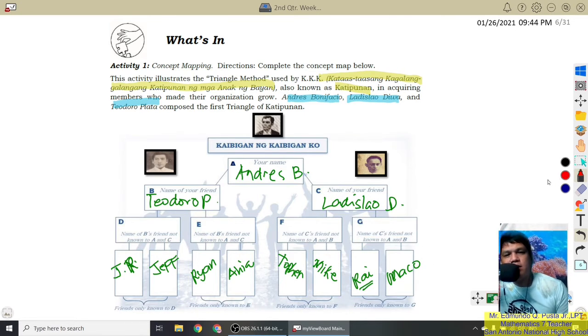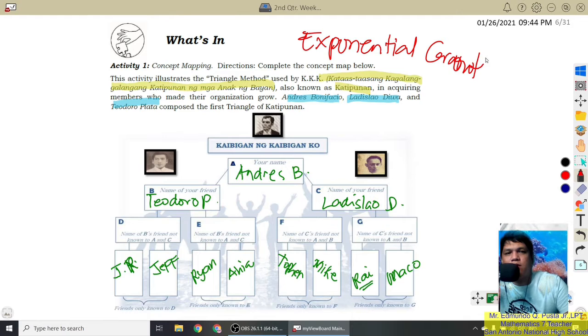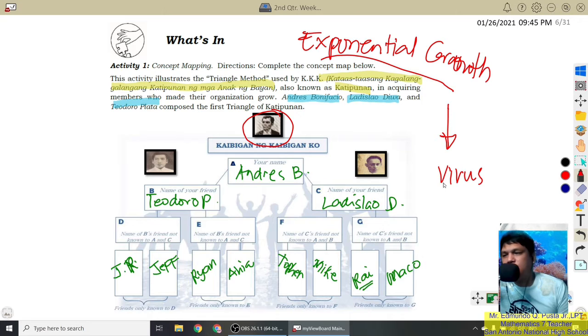As you can see, this network illustrates what? It illustrates exponential growth, the increase of my friends as the years go by. If I am Andres Bonifacio, I have two friends, Teodoro and Ladislao. These friends that I have are going to have friends of their own. So this signifies exponential growth, which is also what is happening right now, the spread of the virus, which is the pandemic. That is how exponential growth is described here.